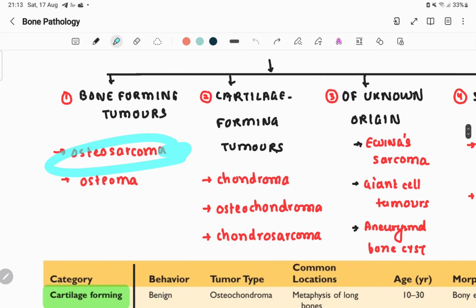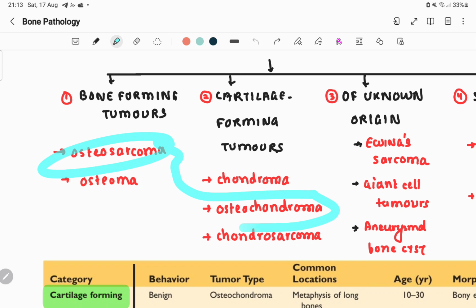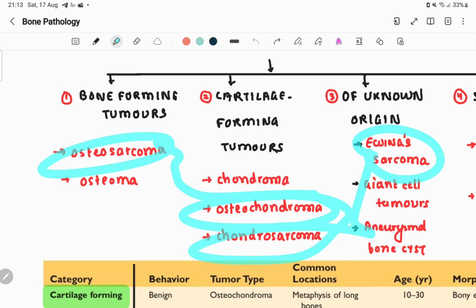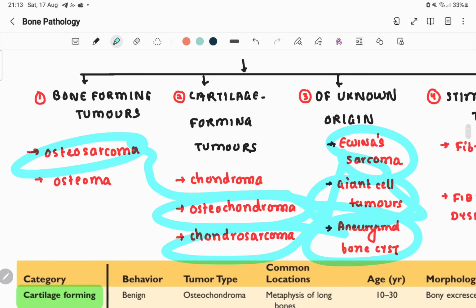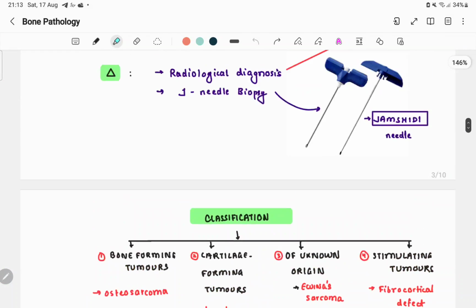But we have to read this: osteosarcoma. Osteoma is not given much detail. Osteosarcoma, then osteochondroma, chondrosarcoma, Ewing's, giant cell tumor, aneurysmal bone cyst, we have to read in detail.